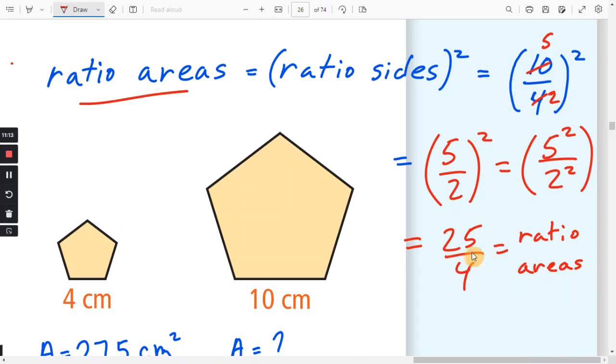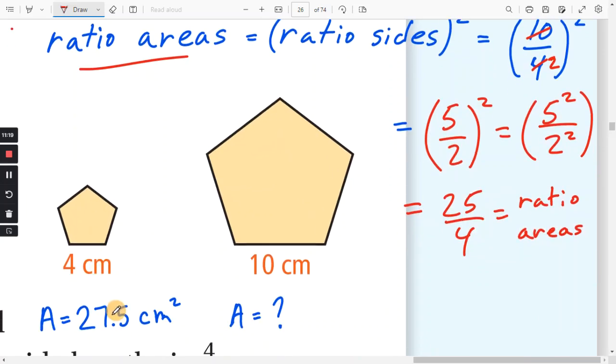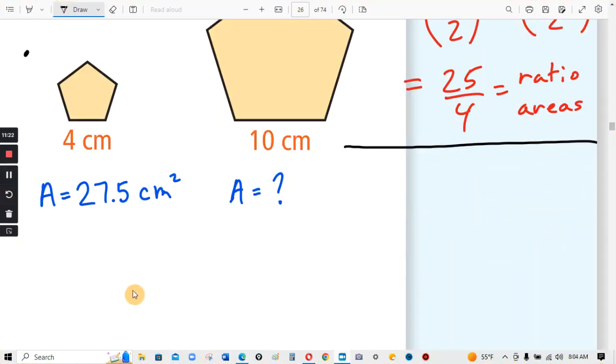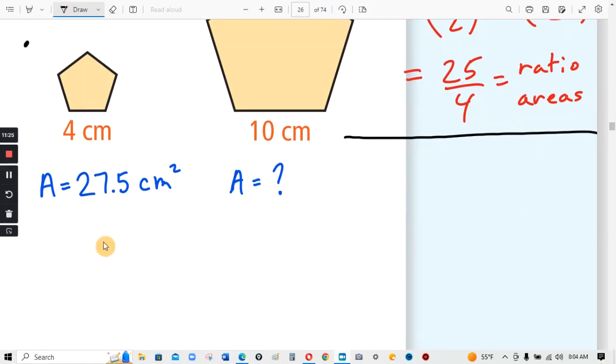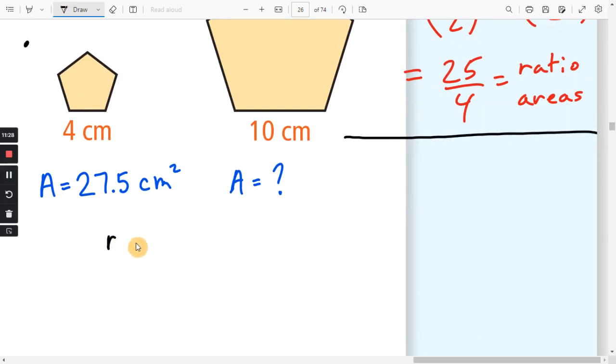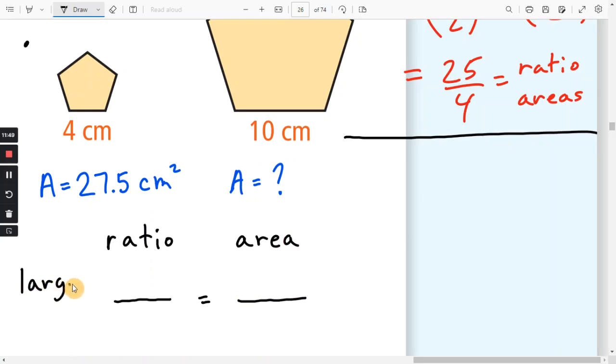Okay, now that we have the ratio, we can set up a ratio and proportion with the area that we were given. All right, so let's set up two fractions. In the one fraction, I'm going to have the ratio. And in the other fraction, I'm going to have the actual area. Okay, we put the larger one on top. So we'll keep the larger one in the numerator, and we'll put the smaller one in the denominator.